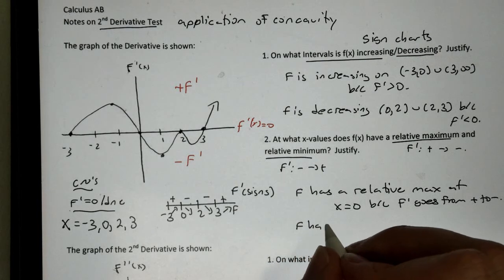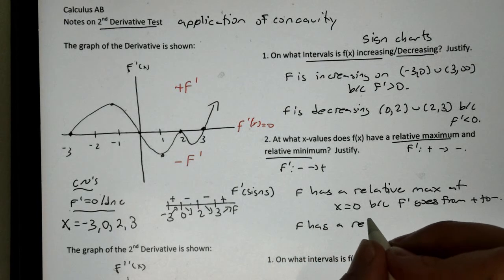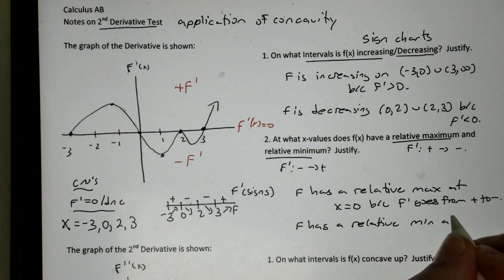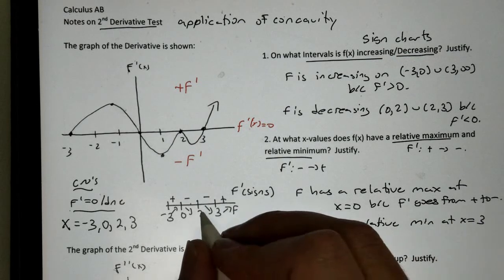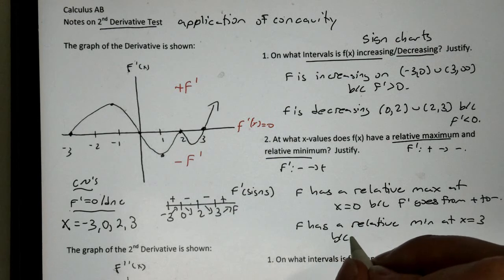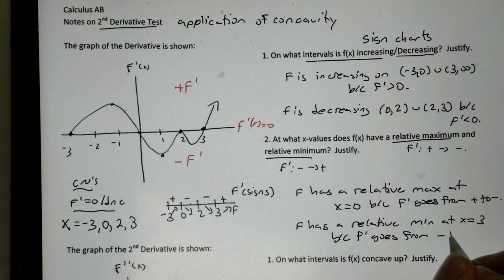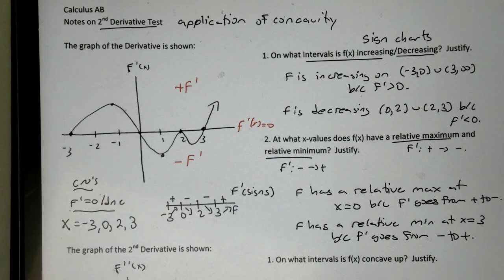And then we can say F has a relative minimum at x equals 3, because we're going down and then up, because the derivative goes from negative to positive. Very easy to do.